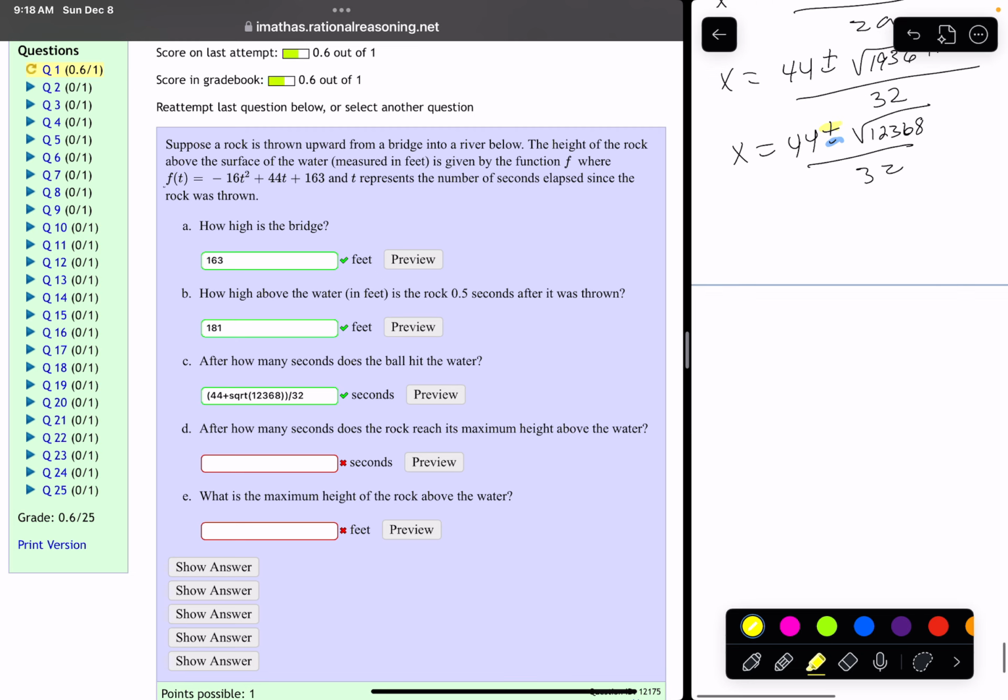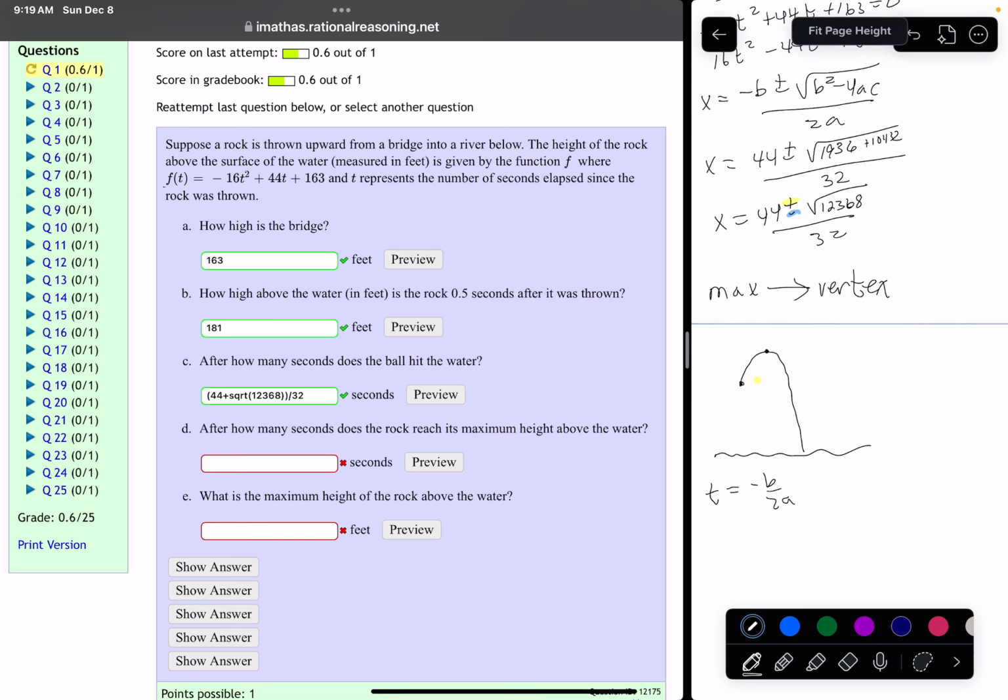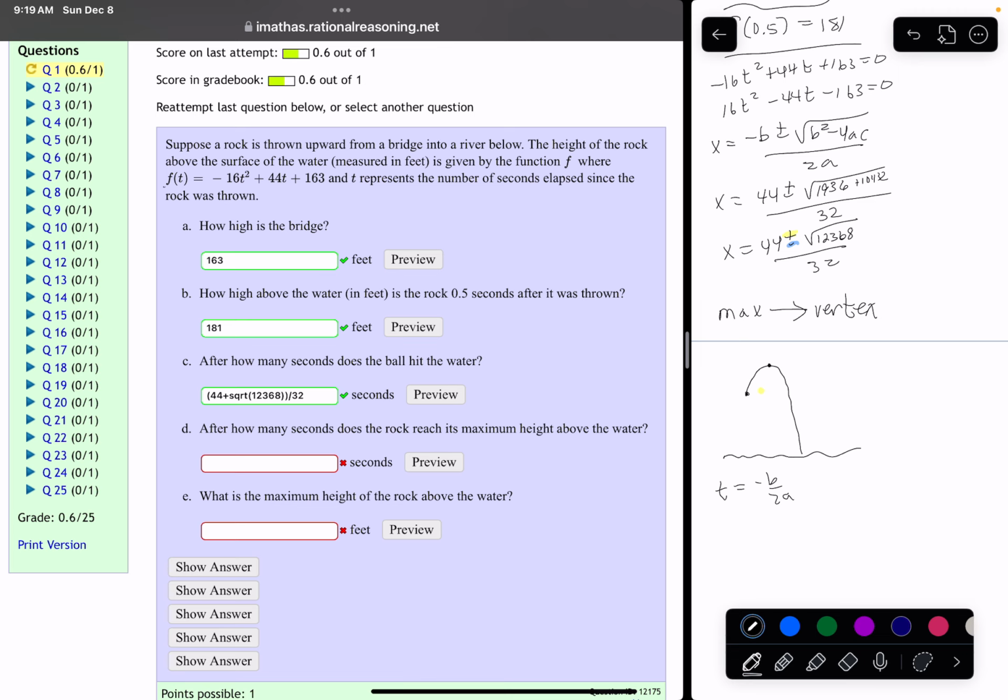So I'm going to draw a little picture. Okay, so we're standing on a bridge. We're throwing in an arc. We're hitting the water. Okay, so think about any time they mention maximum or minimum of a quadratic, you have to get into your head that maximum implies vertex. So when it says how many seconds, that's the t. What's the t or the x of our vertex? Well, the x or t in this case of our vertex is always negative b over 2a. We have those same negative b was 44.